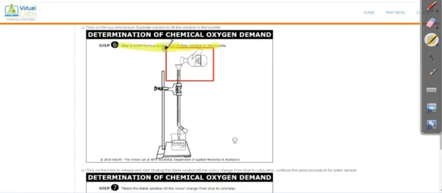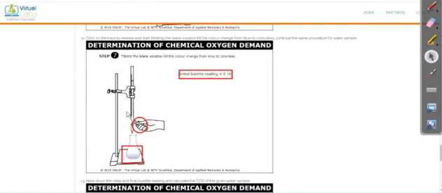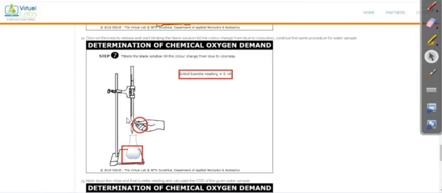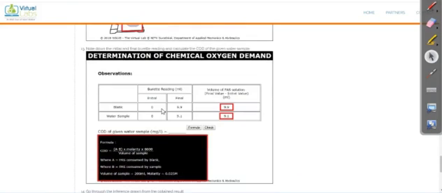So here we have to titrate the solution, and once the titration is over, then we take the burette reading. What will be the initial burette reading? Okay, and this is called the blank test, because we are taking distilled water. Now the same process we have to follow for the sample water.